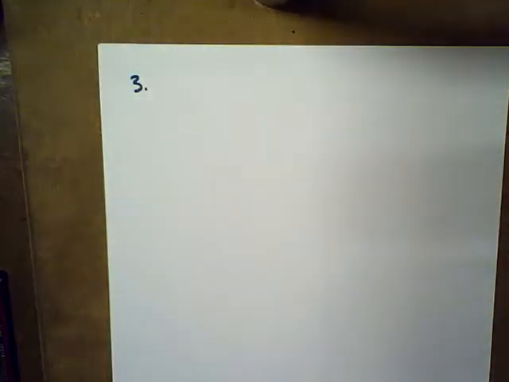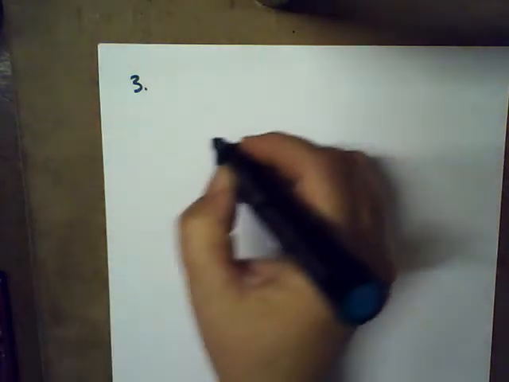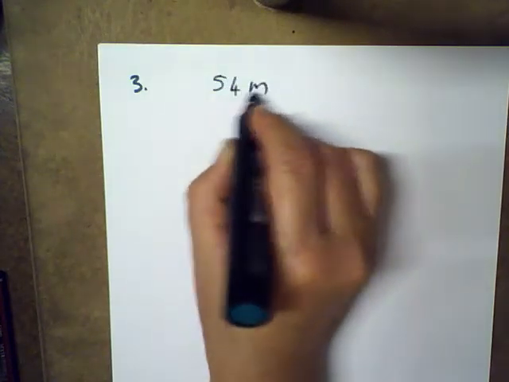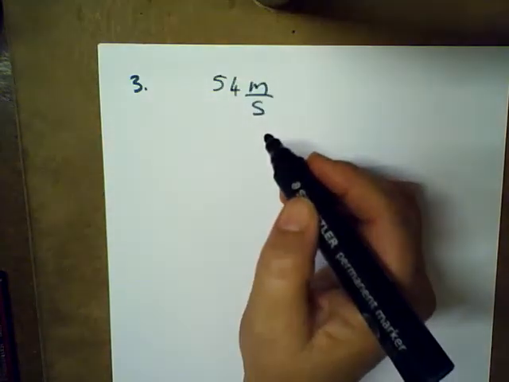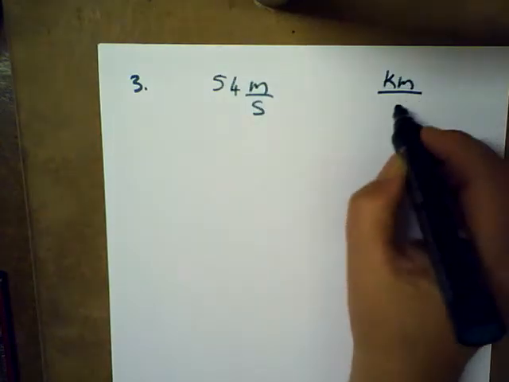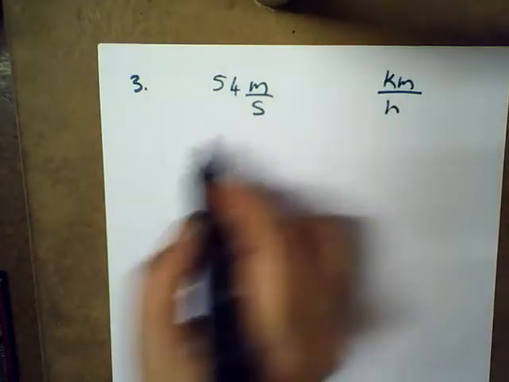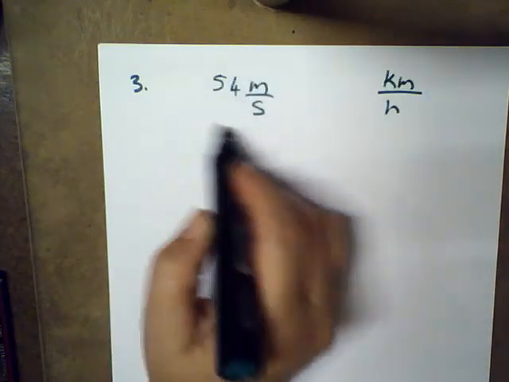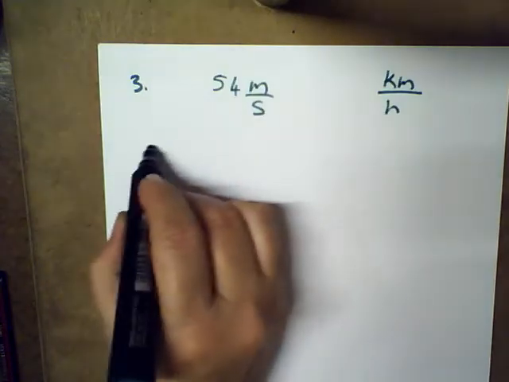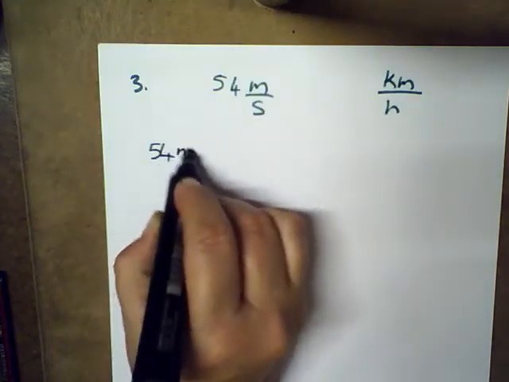The top speed of a car is 54 meters per second. Change the speed into kilometers per hour. We want it in terms of kilometers per hour. So what do we know? We've got to use some unit converters to change this meters per second to kilometers per hour. So 54 meters per second.